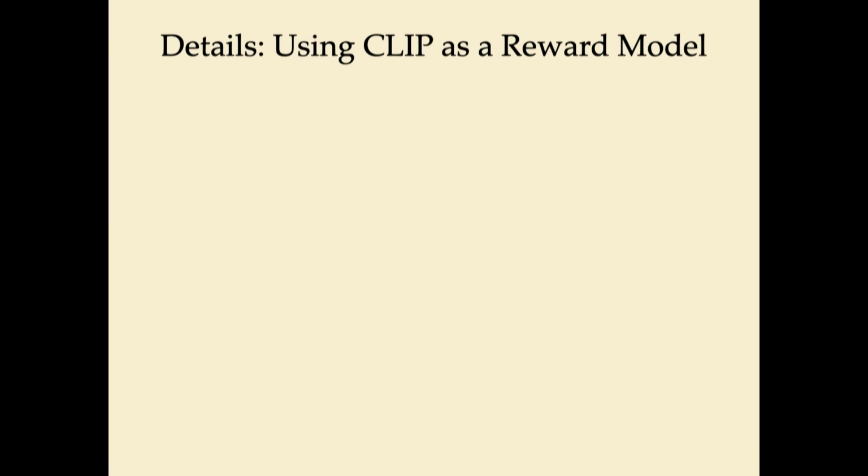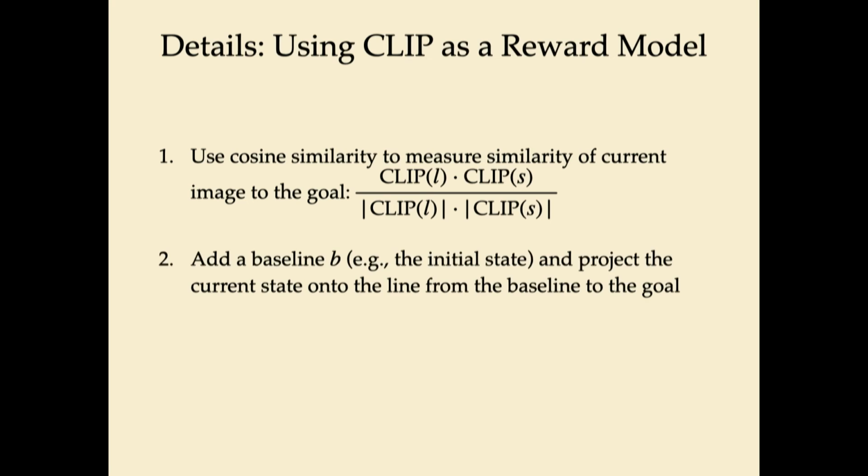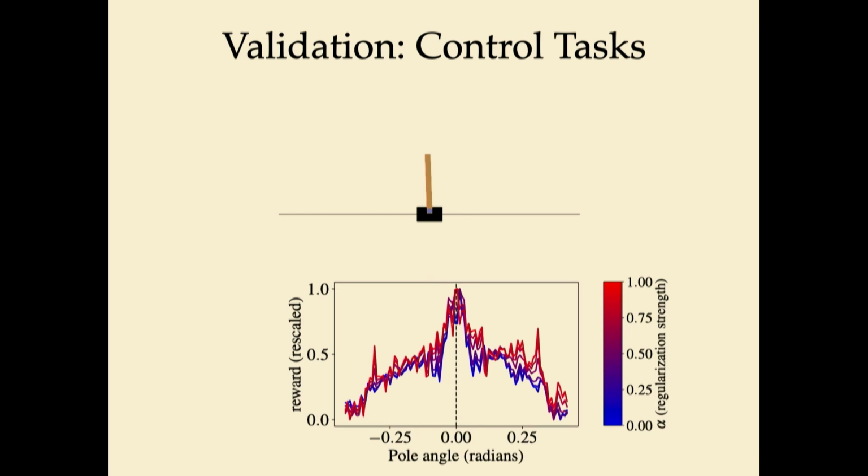Some of the details of how you do this: you actually want to use the cosine similarity rather than just a dot product to measure similarity. And it's also helpful to add in a baseline image. So if you get some example of a starting state and project the current state onto the line between your starting encoding and your goal encoding, this helps remove some of the extraneous information that could be encoded in the embeddings.